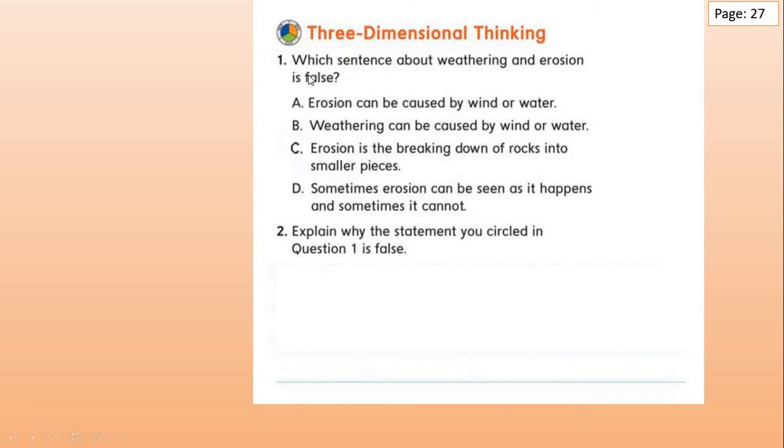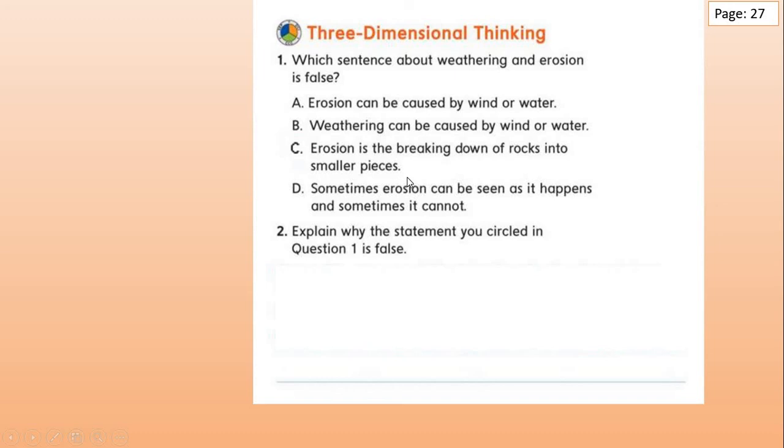Question number 1, page number 27. Which sentence about weathering and erosion is false? A. Erosion can be caused by wind or water. What do you think, grade 2? Is this correct? Think about it. B. Weathering can be caused by wind or water. What about this one? C. Erosion is the breaking down of rocks into smaller pieces. What do you think, grade 2?